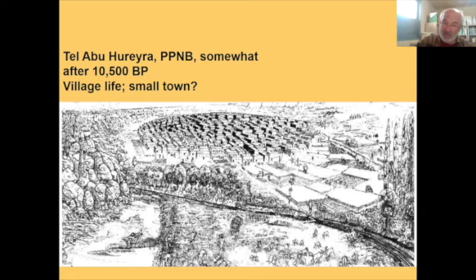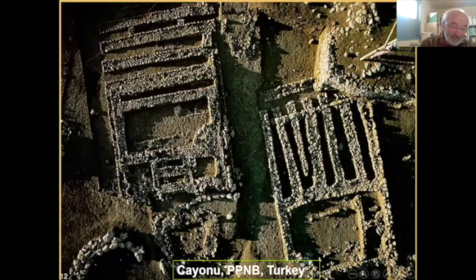There is a new type of architecture, not rounded, as it used to be for millennia, but rectangular in shape, including domestic houses, like this one that you can see from Çayönü in Turkey.